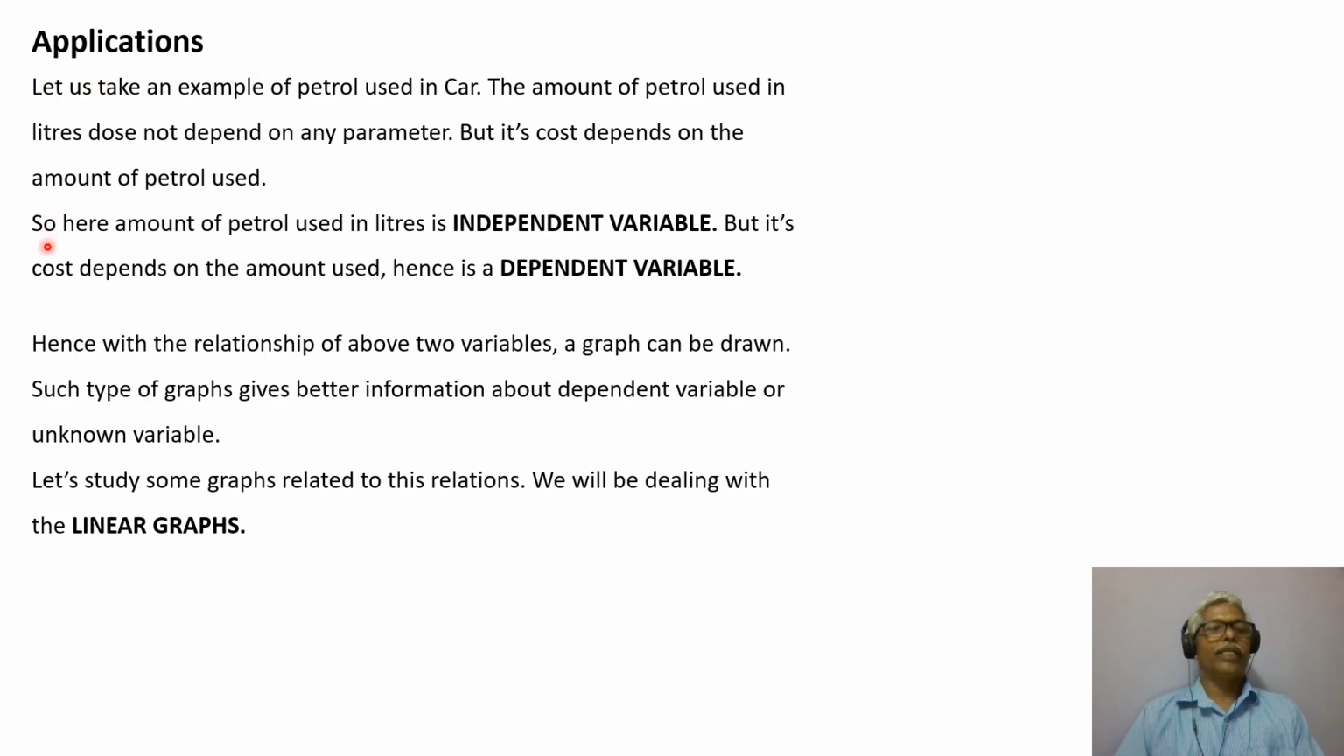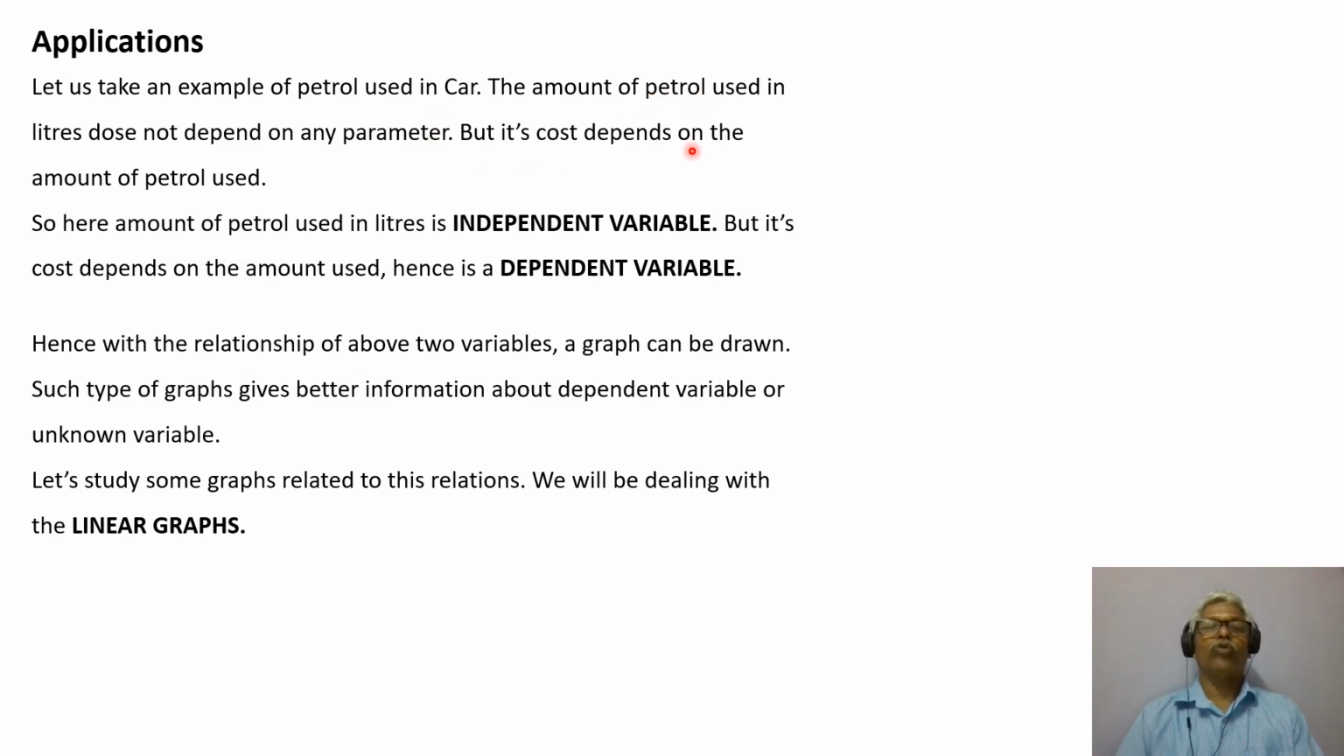Applications. Let us see where these are applicable and where they are used. These linear graphs: let us take an example of petrol used in a car. The amount of petrol used in liters does not depend on any parameter. That means in a particular journey, the amount of petrol you need does not depend on the road conditions or the make of the car, nor on the cost of the petrol per liter. Even if you increase the cost, the amount you are going to use in a particular journey will not change with the cost of the petrol. That is what it means.